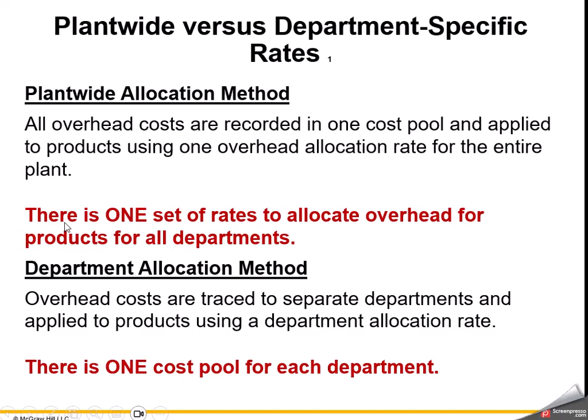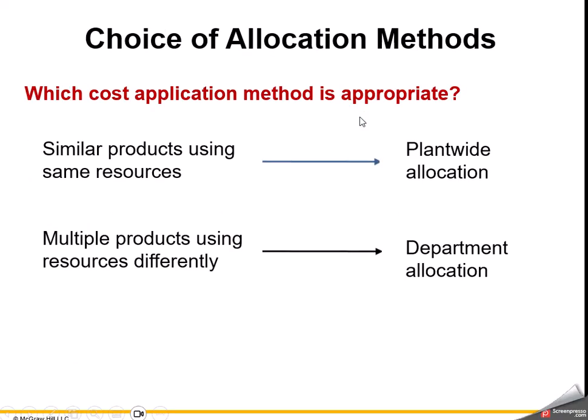So our plant-wide allocation method, there's just one set to allocate to all of the departments. The department allocation, we create a cost pool for each department. And sometimes, again, that's going to be more accurate when there's one product that is used more heavily in one department than another.